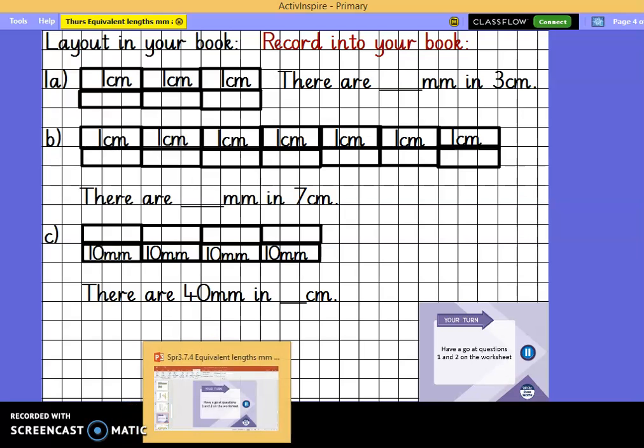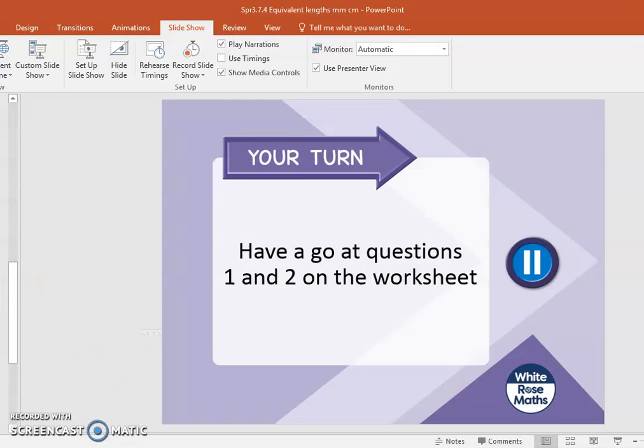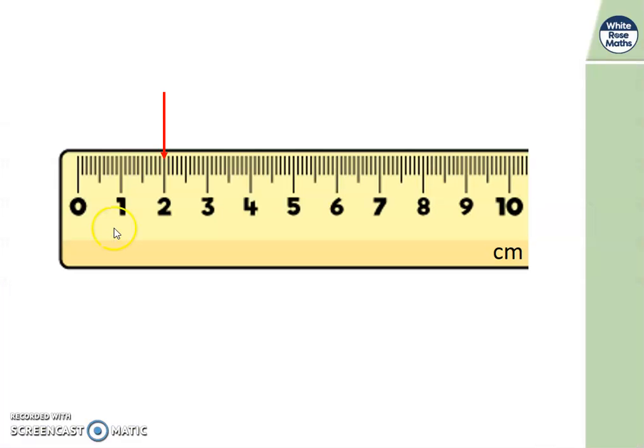Let's move our learning on. Have a look on this ruler. Where is the arrow pointing to? Check what it's measuring in. That's right, it's 2 centimetres. How many millimetres is that? Well, the millimetres are all the little marks in between, and there are 10, 20, so it's 20 millimetres.